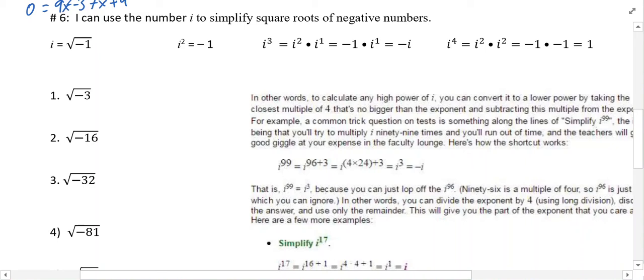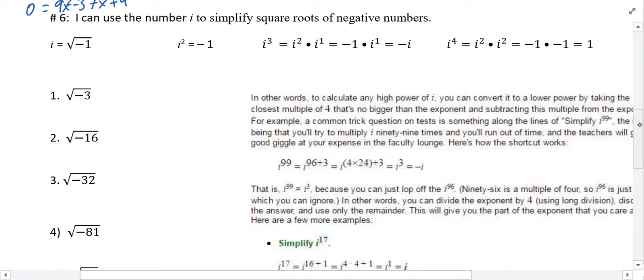So it kind of goes in this pattern. i is the square root of negative 1. i squared is negative 1. i cubed is negative i. And i to the fourth is 1. Okay, so you're going to want to memorize all 4 of those because it'll just be easier. You can always break it down if you wanted to, but it's easier if you have them memorized.